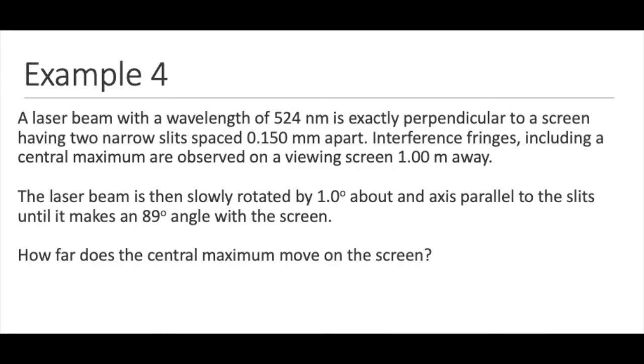A laser beam with a wavelength of 524 nanometers is exactly perpendicular to a screen having 2 narrow slits spaced 0.15 millimeters apart. Interference fringes, including a central maximum, are observed on a viewing screen 1 meter away. The laser beam is then slowly rotated by 1 degree about an axis parallel to the slits until it makes an 89-degree angle with the screen. How far does the central maximum move on the screen?